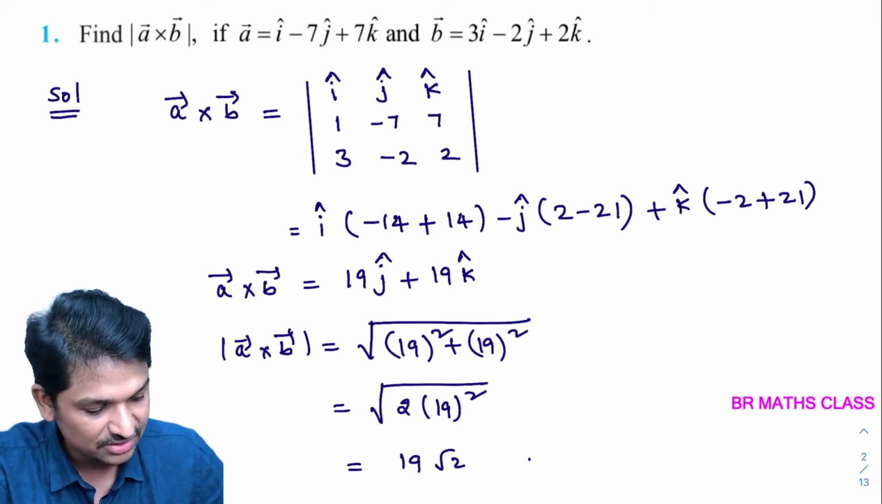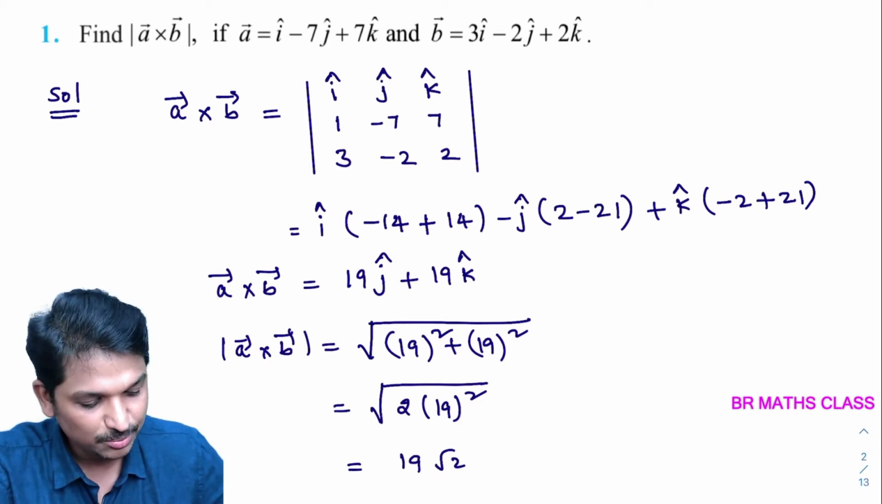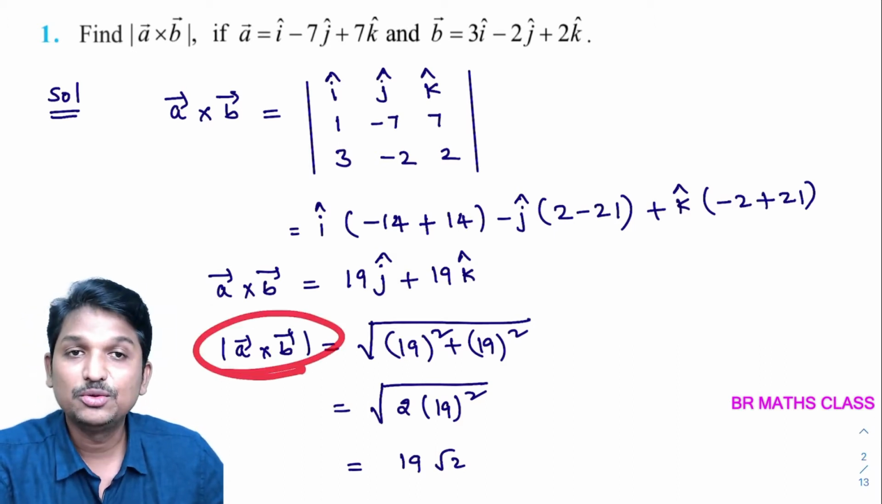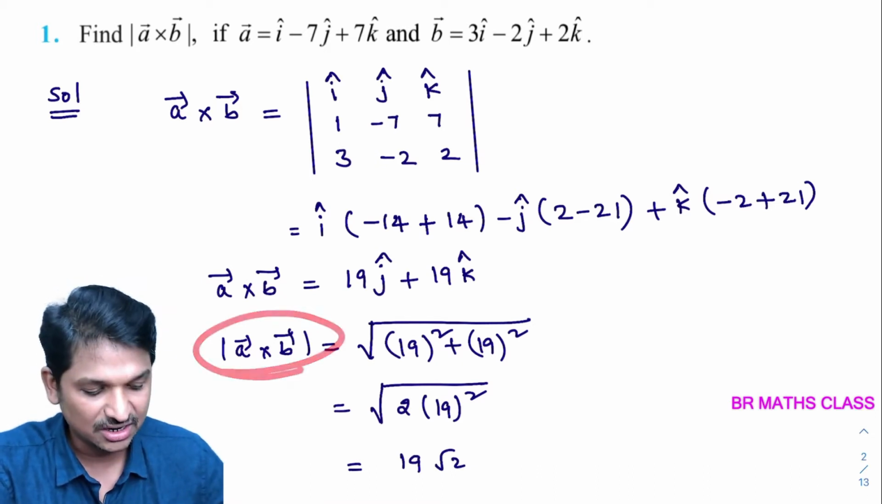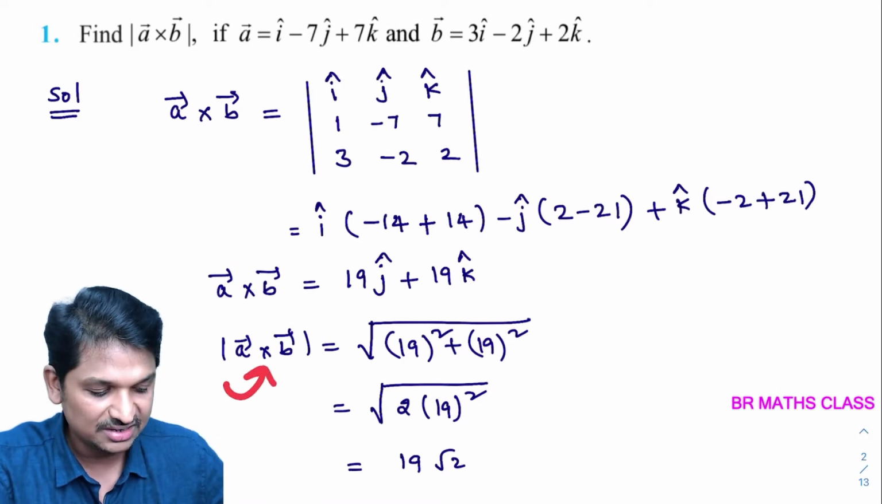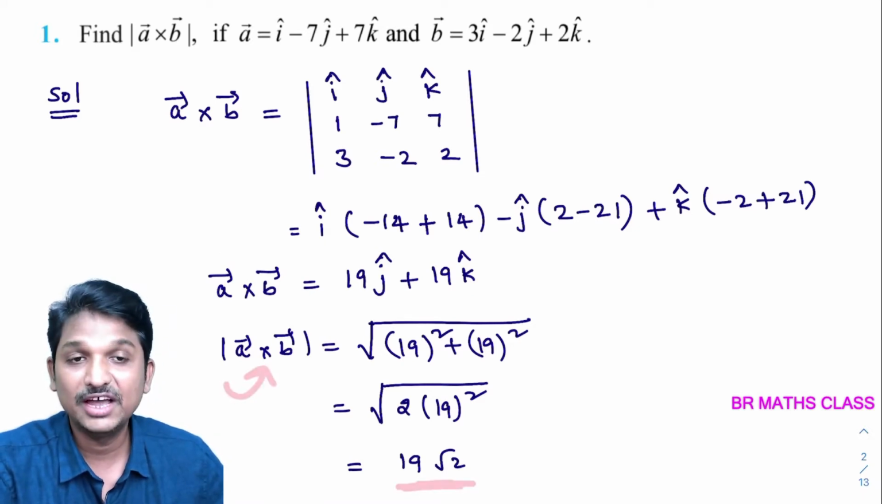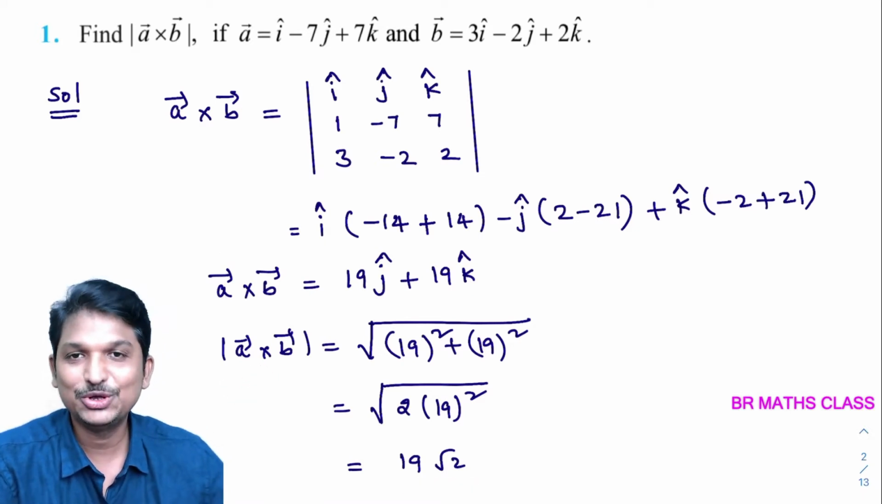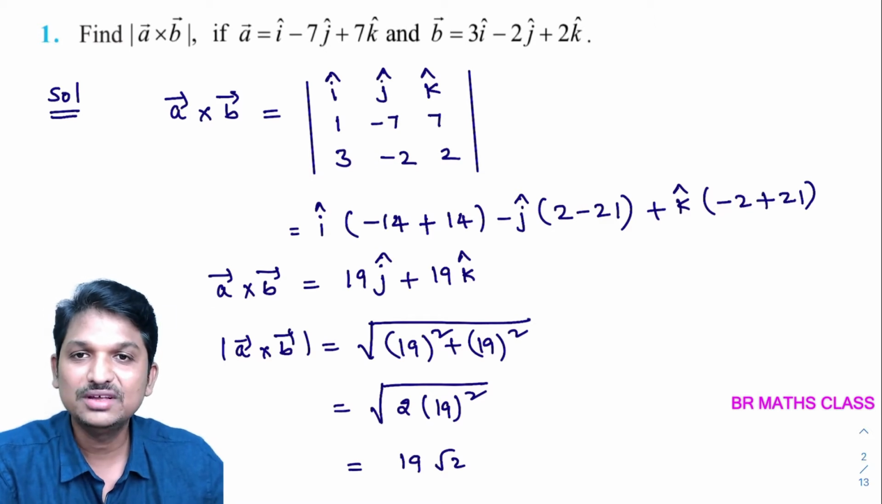No, this is not area. Okay, what are they asking? Magnitude of a bar cross b bar. So magnitude is always a real number. It's a scalar. A bar cross b bar is a vector. Look here, a bar cross b bar is a vector. Magnitude of a bar cross b bar is a scalar. It's some number. I hope you understand this solution. Right? Let's move to the second question.